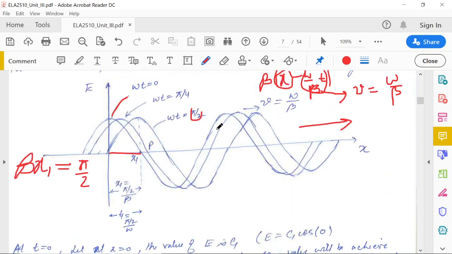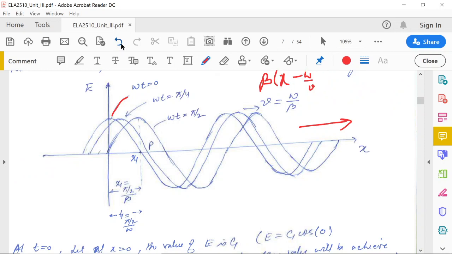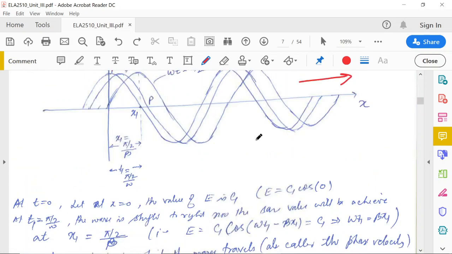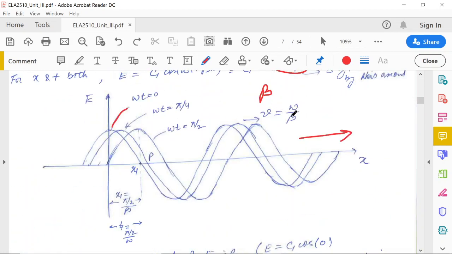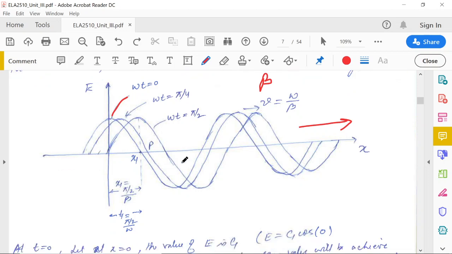So the wave travels, this point it perceives to be moving. What it means is that, for example, we fix our view on this point or this point. As time passes, this is moving in this direction. At one time it is here, another time it is here, and so on. If we view this, the speed at which it is moving in this direction is the phase velocity. How we obtain this is: at a speed omega by beta, it is moving in this direction.